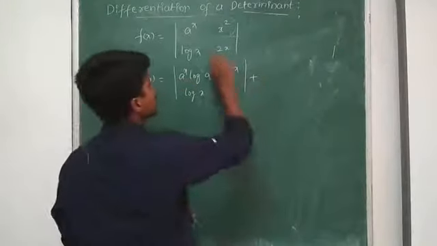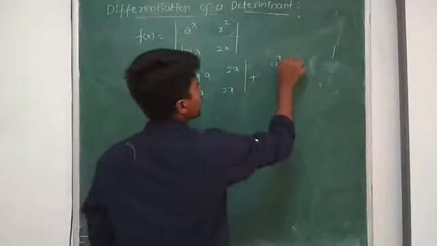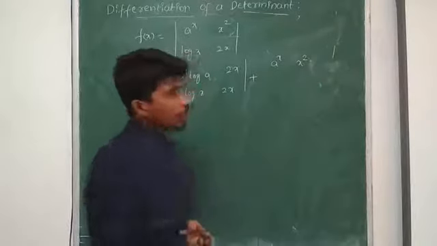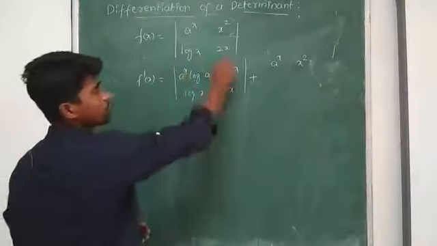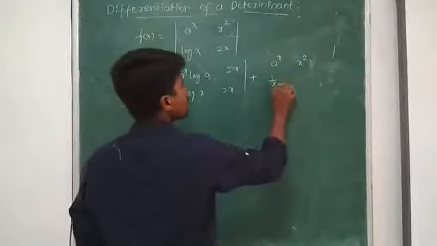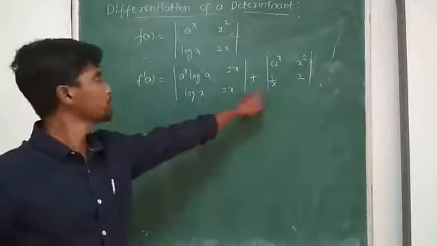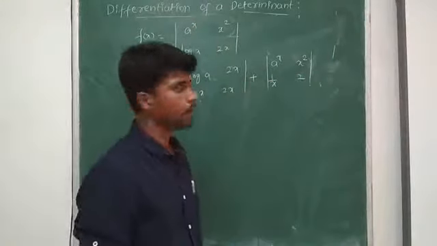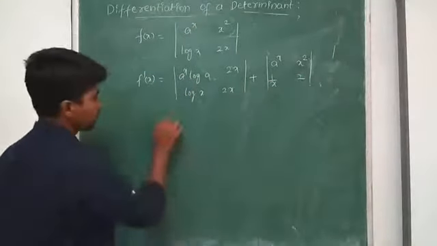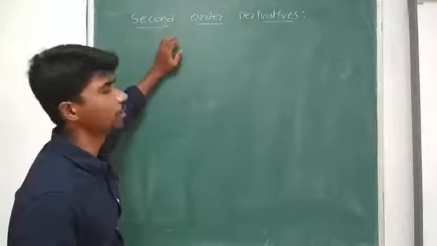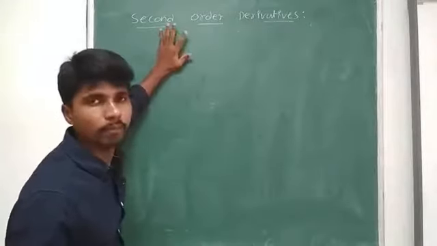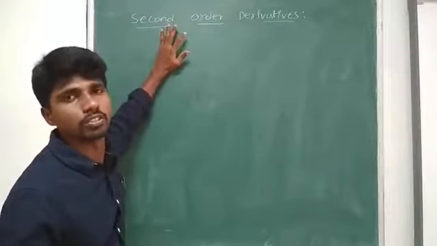Plus, first row as usual, a power x, x square. Now I have to perform differentiation of the second row, which is 1 by x, 2: derivative of log x is 1 by x, derivative of 2x is 2. Now I have to add.